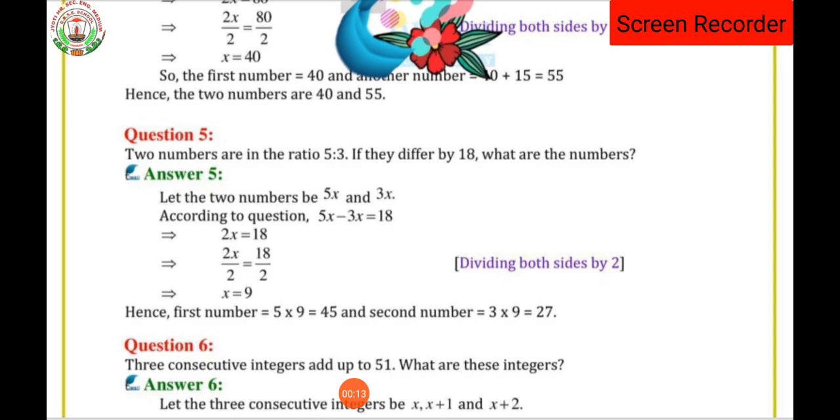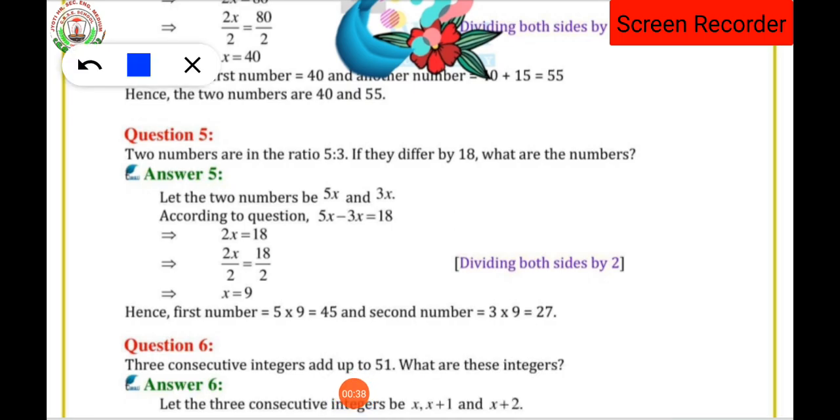In the previous video, we had completed exercise 2.1 and in yesterday's video, we had done question number 1 to 4 from exercise 2.2. So dear students, today we are going to continue exercise 2.2 from chapter number 2, linear equation in one variable. Here is question number 5. What does question number 5 say? Two numbers are in the ratio 5:3. If they differ by 18, what are the numbers?